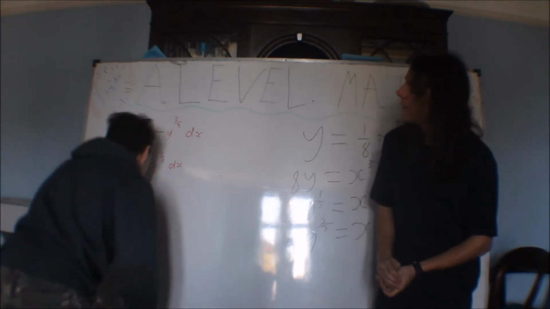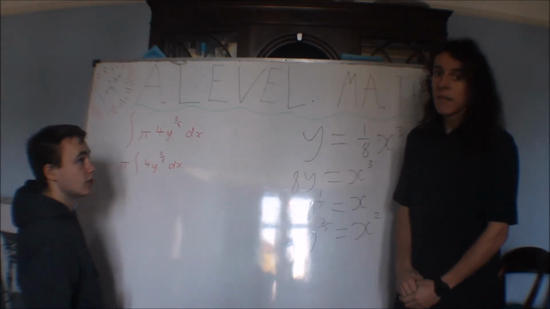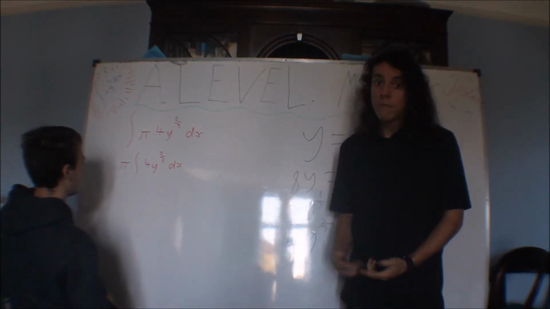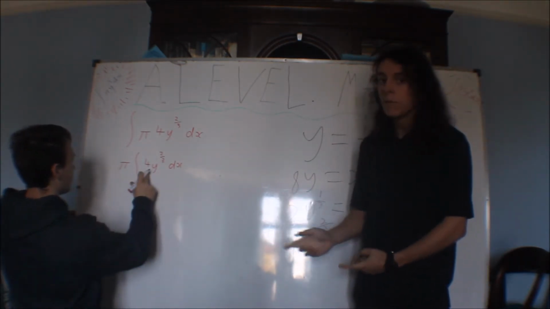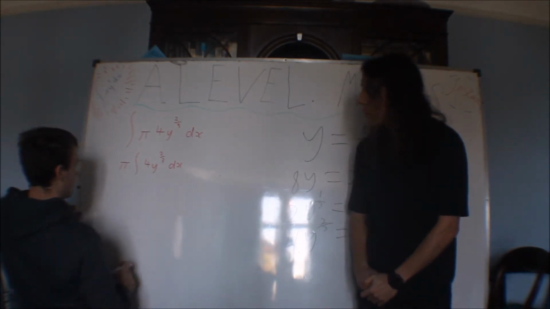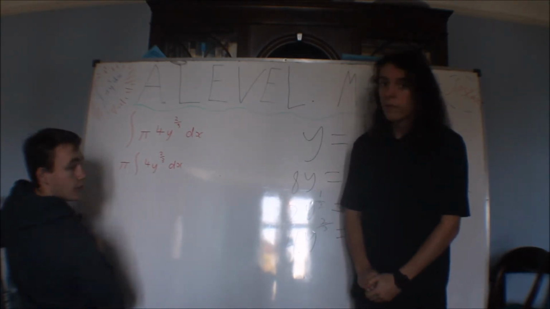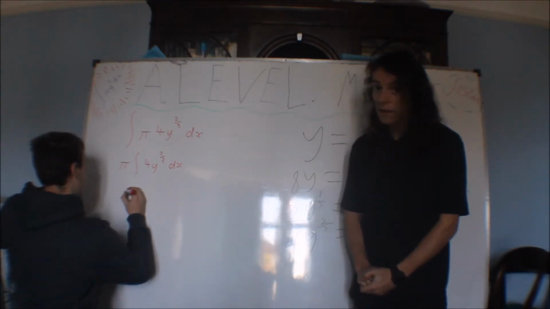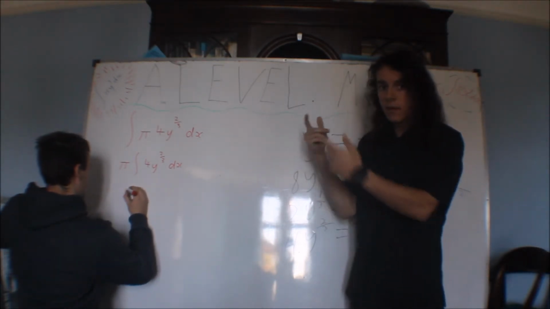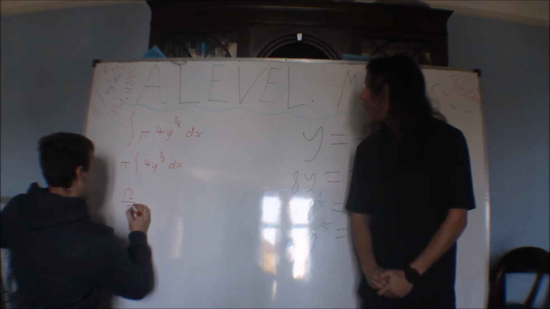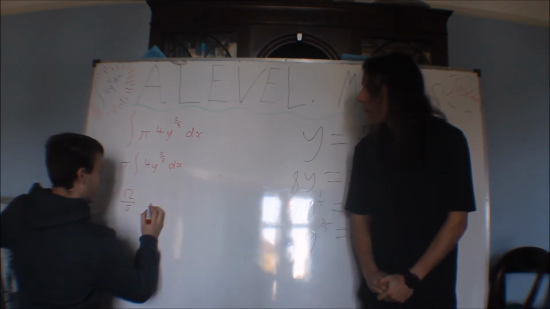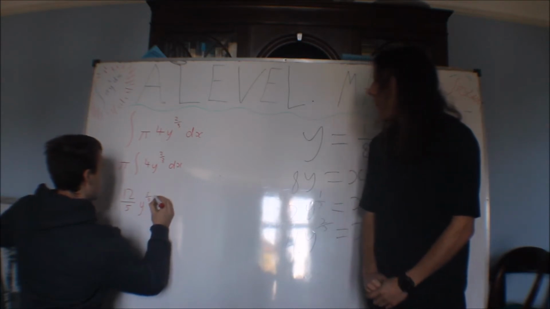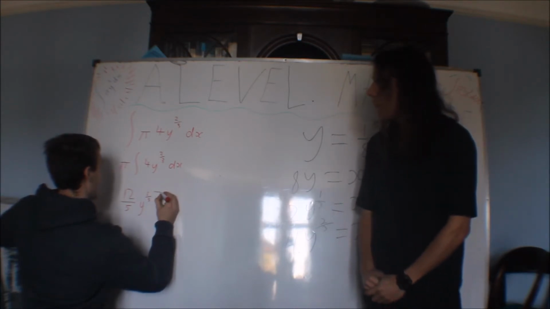So I'm going to go ahead and integrate this. In order to integrate, we increase power by 1 and divide by the new power. So we're dividing 4 by 5/3. So that's 4 over 5/3, which is the same as 12 over 5. You flip it and then times them. So 12 over 5 y to the 5/3, plus the pi to come down.